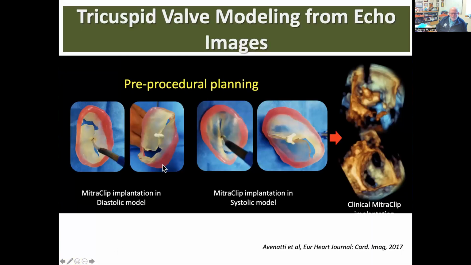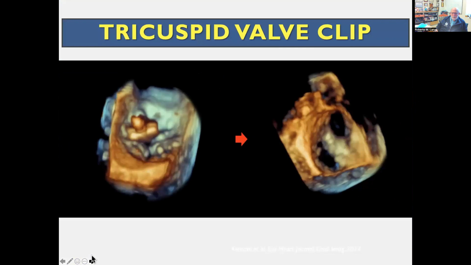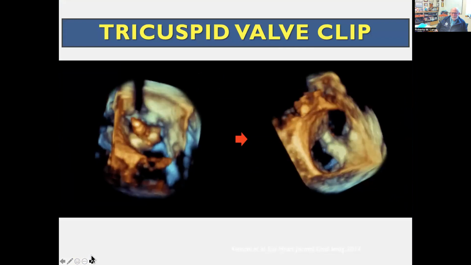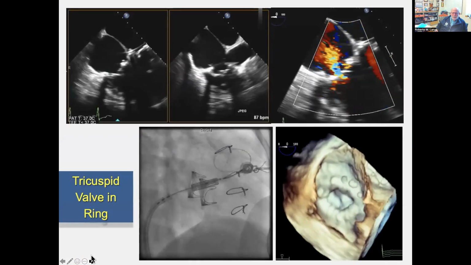And this is an example from Houston that they were kind enough to lend me. This is a patient, again, in which they did pre-procedural planning by modeling the tricuspid valve, by printing the mitral valve, and then they used the same clip in order to create an Alfieri of the tricuspid valve, in which you can see that very nicely. All of this obtained also, of course, with 3D echo.